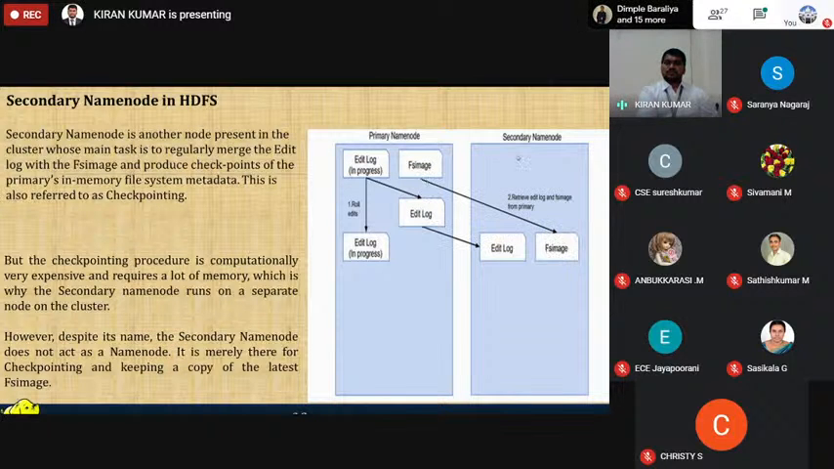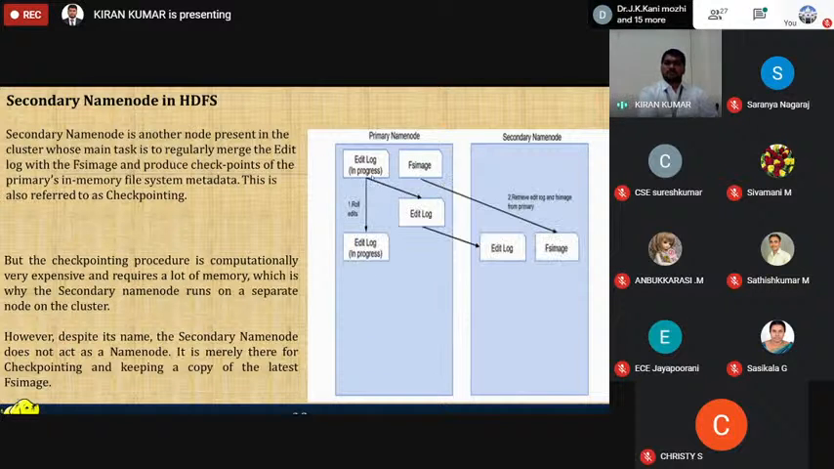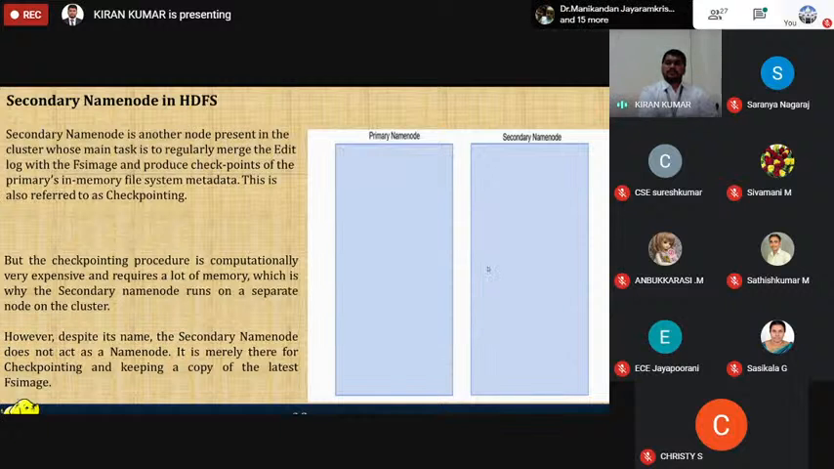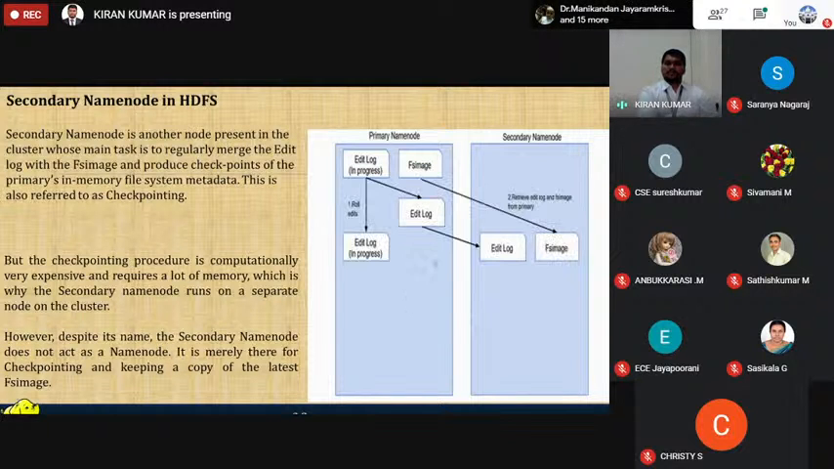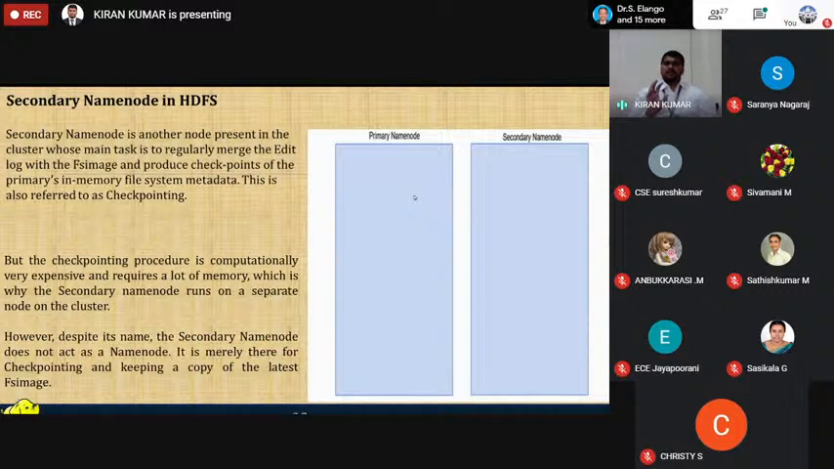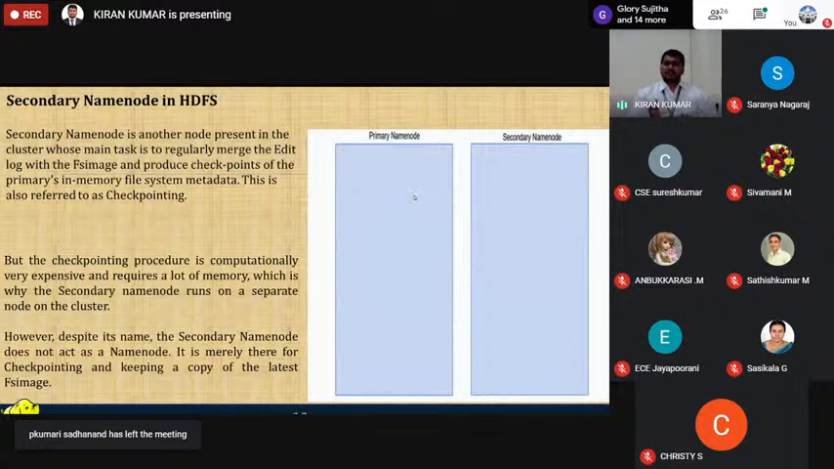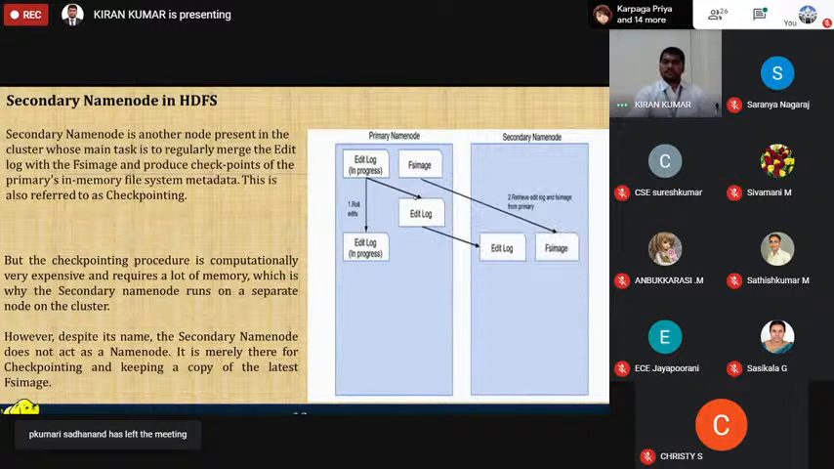So it is not going to replace the primary name node. The secondary name node's task is just to get the updates from the primary node, from both the files, and create the checkpoints to get the recent updates. It's very simple, and here it is going to have the updated information. The secondary name node will have all the information which is in the primary name node. All this data is nothing but metadata, information about the data nodes.